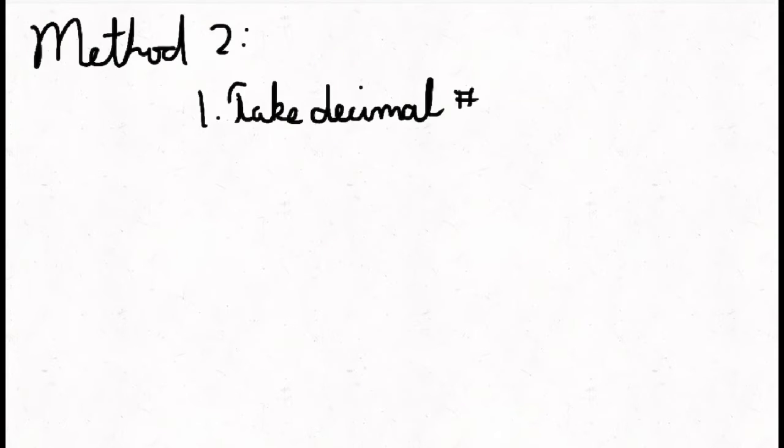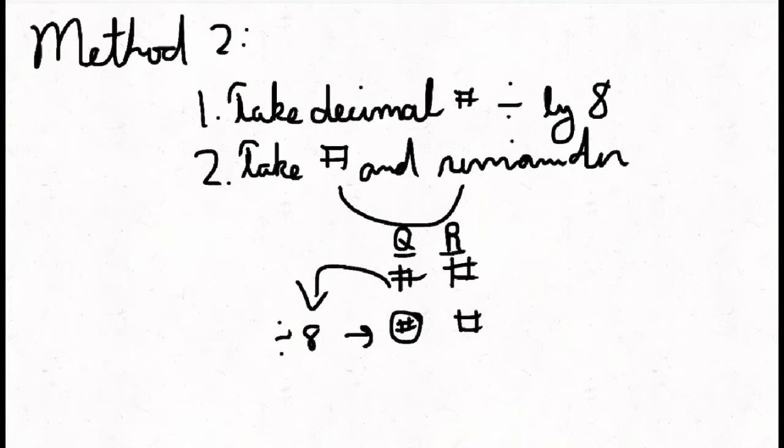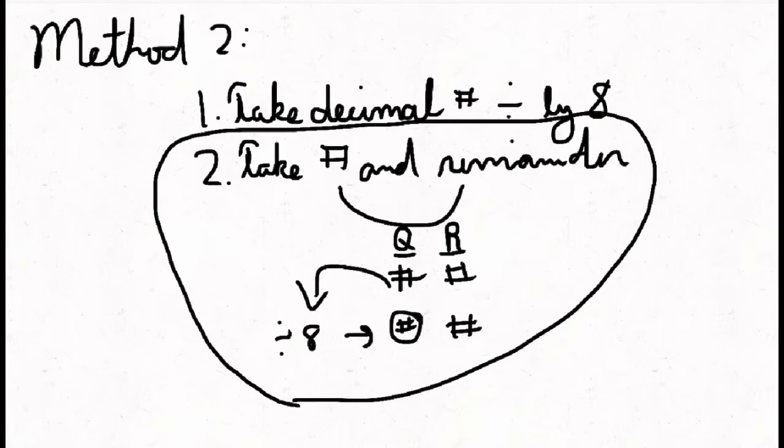Method 2, first step, was to take the decimal number and divide it by 8. You would then take the quotient and the remainder and place them into an array of quotient and remainders next to each other. Then you would take that quotient number and divide it by 8, resulting in a next quotient number and a remainder.